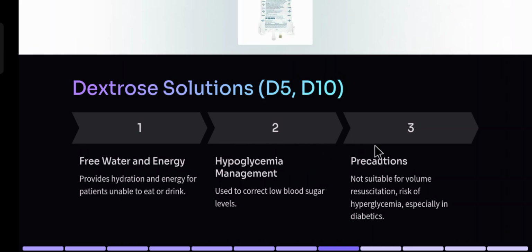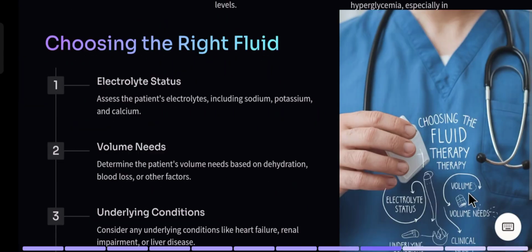3. Precautions. Dextrose solutions are not suitable for volume resuscitation because they don't stay in the intravascular space long enough to expand blood volume effectively. Additionally, they pose a risk of hyperglycemia, especially in diabetic patients, so blood glucose levels must be monitored. Slide 8. Choosing the right fluid.